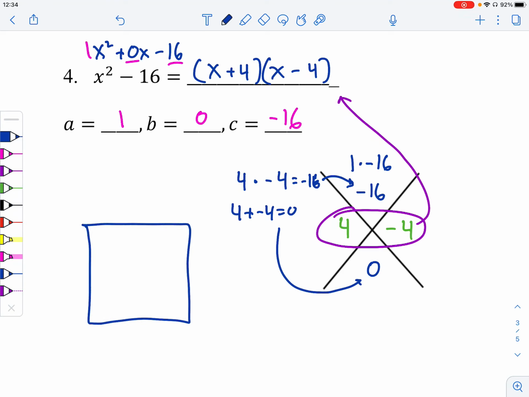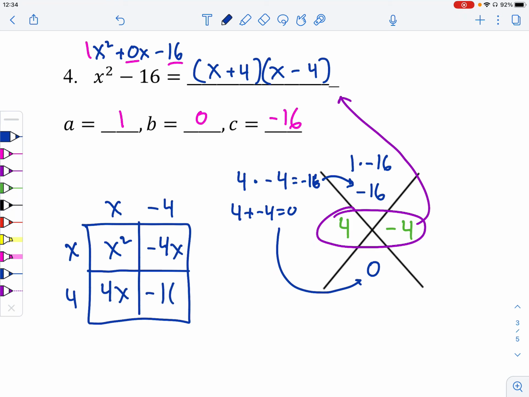Okay, then we do a box method. And eventually you can get it where you can do it in your head. So x times x, x squared. X times negative 4, negative 4x. 4 times x, 4x. 4 times negative 4, negative 16. Middle terms always combine. That's going to be 0. So we have x squared minus 16. And that's our starting answer. So we are correct.